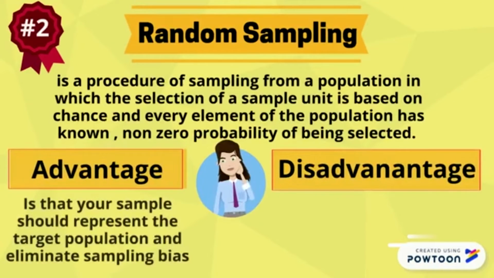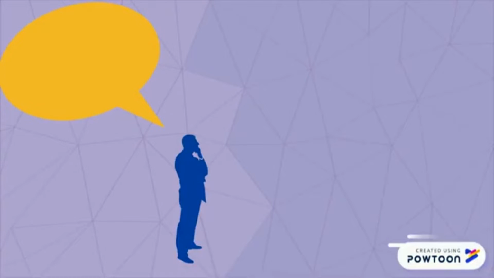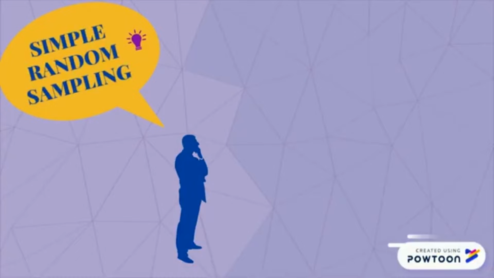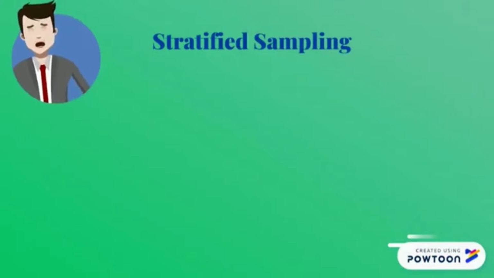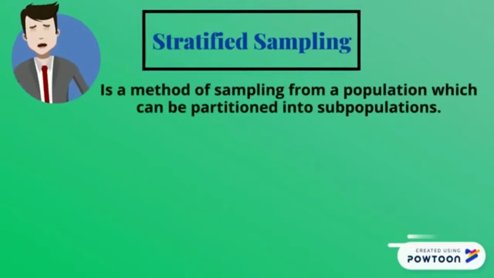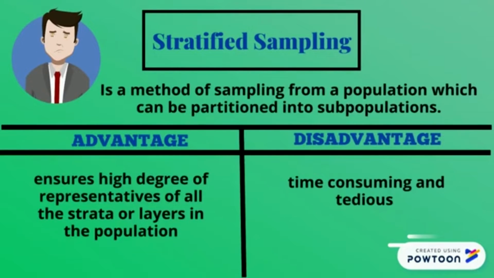Random sampling. It is a procedure of sampling from a population in which the selection of a sample unit is based on chance, and every element of the population has a known non-zero probability of being selected. Simple random sampling. It is a subset of a statistical population in which each member of the subset has an equal probability of being chosen. Stratified sampling. It is a method of sampling from a population which can be partitioned into subpopulations.